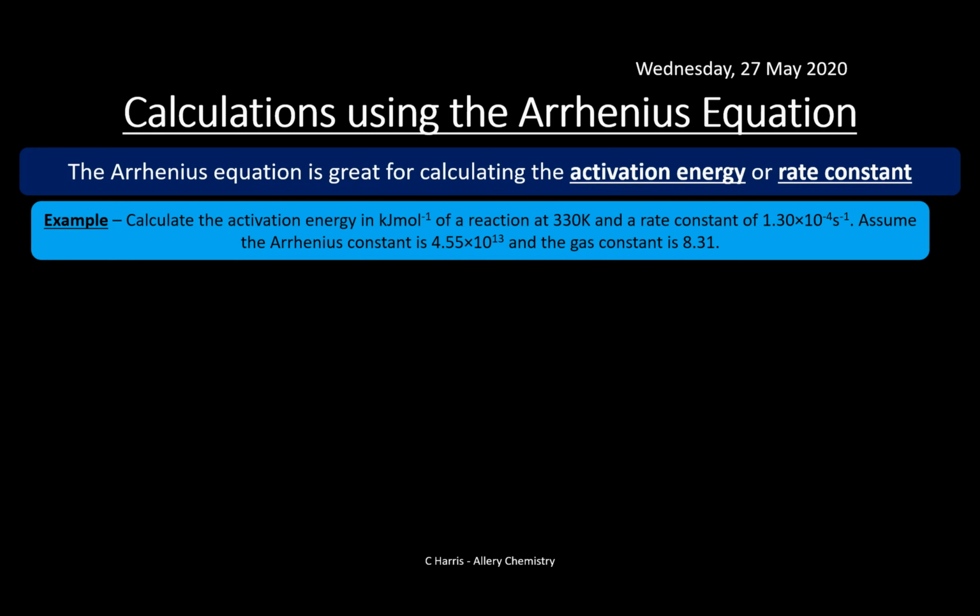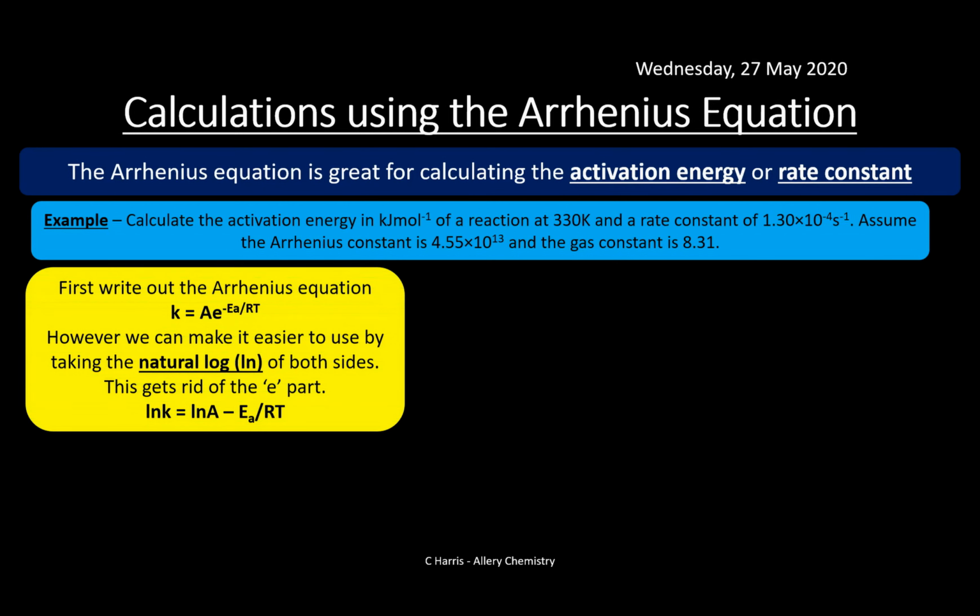What we're going to do is write out our Arrhenius equation first. Our Arrhenius equation is k = Ae^(-EA/RT). We're going to make it a bit simpler. This exponential bit we can get rid of by simply taking the natural log of both sides. So we take the natural log, which gives ln k, then ln A, because we're taking the natural log of A, and the e bit disappears, and we basically just have minus EA over RT. This gets rid of the e part and gives us a much more simplified equation. That's what I would suggest doing first, simplifying it.